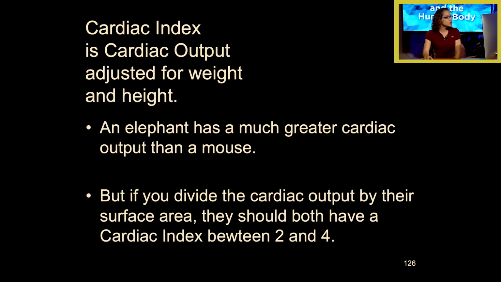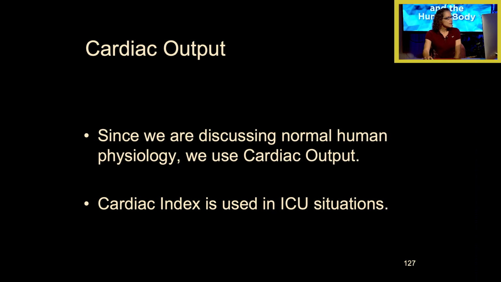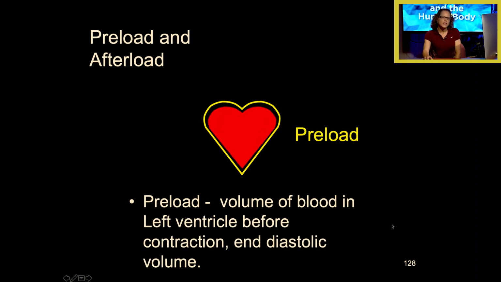An elephant has a much greater cardiac output than a mouse. But if you divide the cardiac output by their surface area, they should both have a cardiac index between about 2 and 4. Since we're discussing normal human physiology, we use cardiac output. Cardiac index is more used in ICU situations. Preload is the volume of blood in the left ventricle before contraction, end diastolic volume.